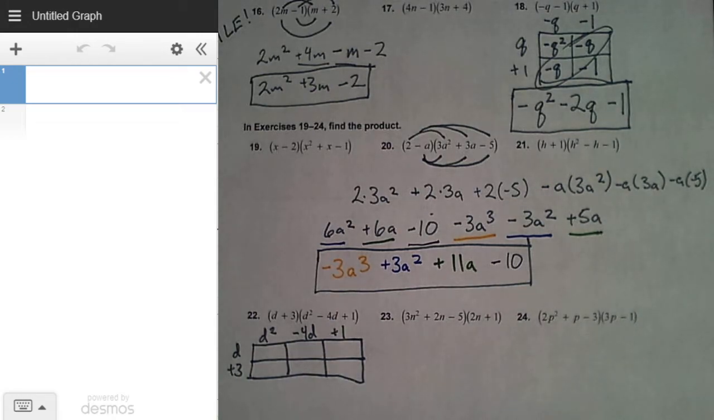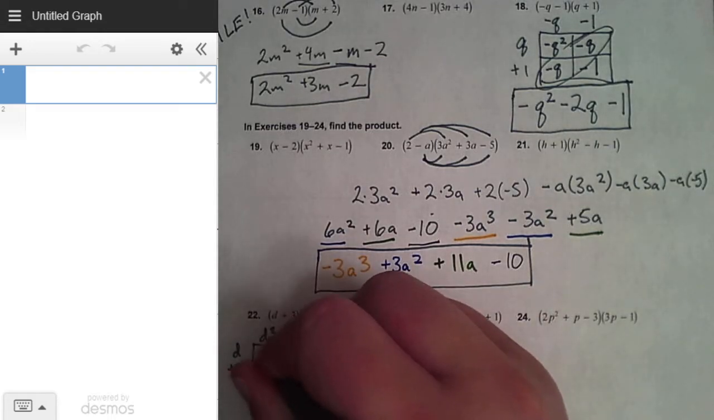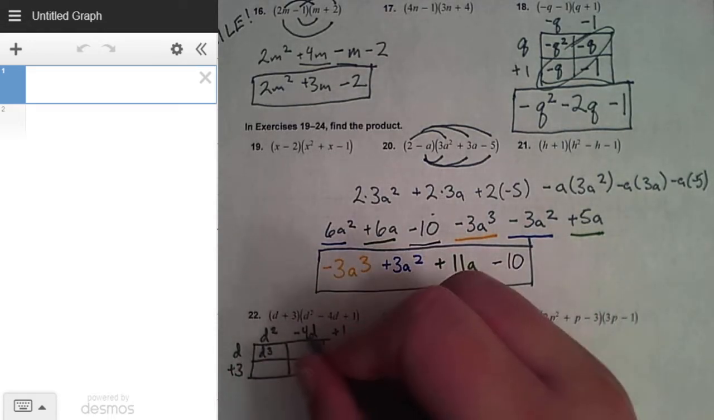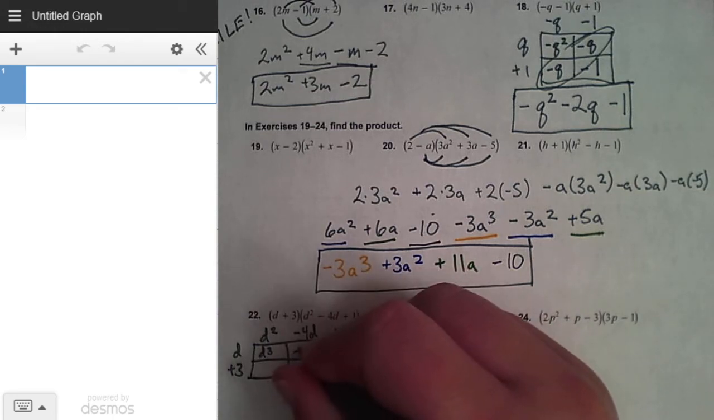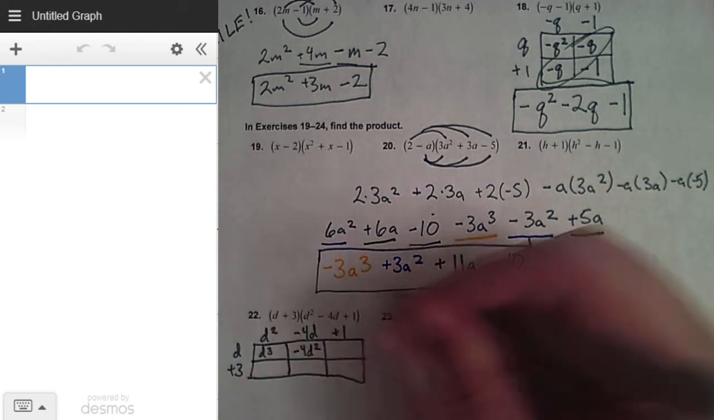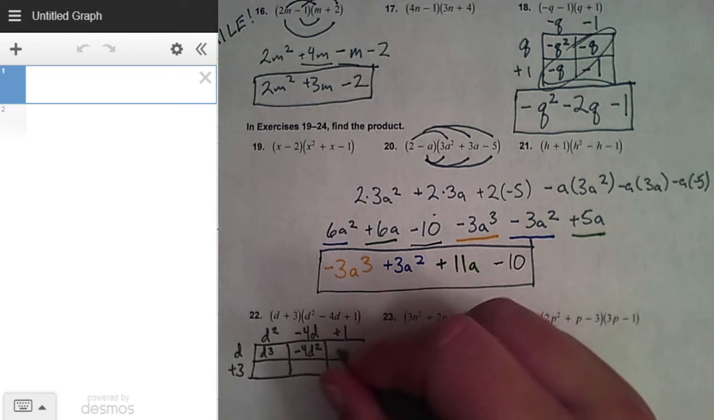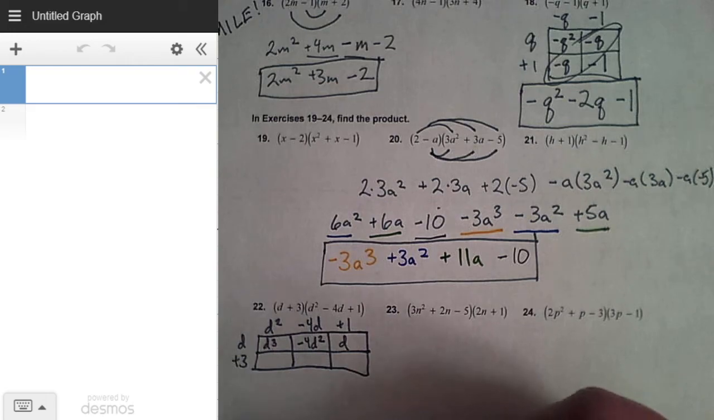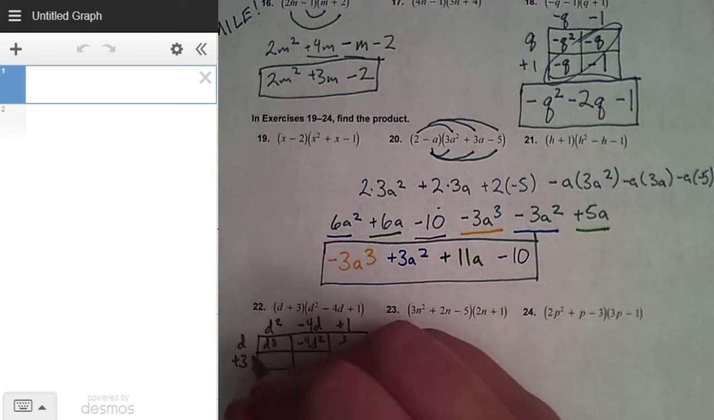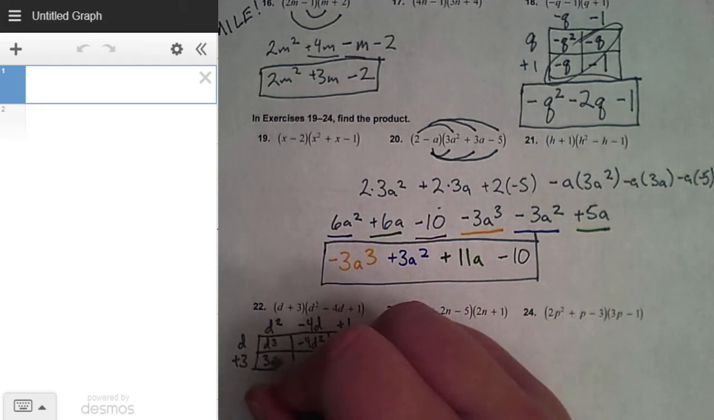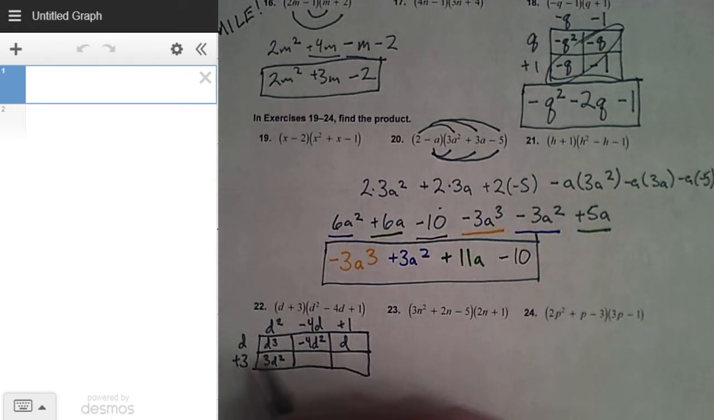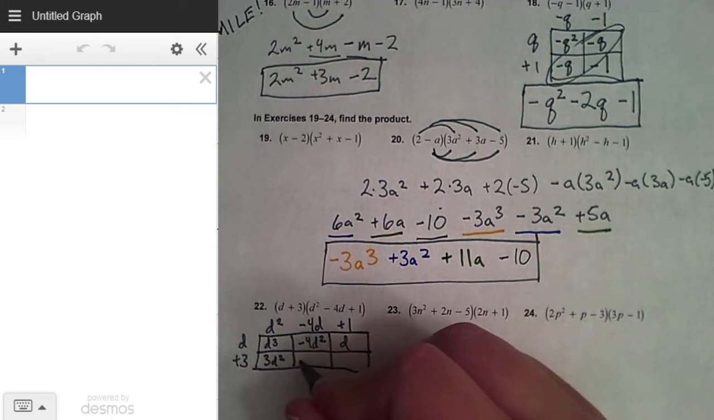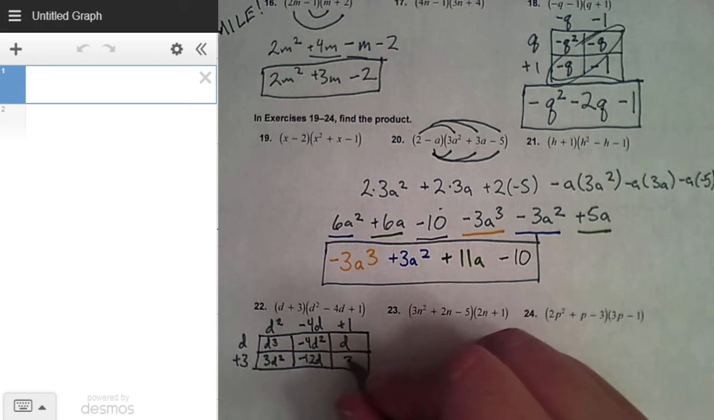So we are multiplying here. D squared times d is d cubed. D times negative 4d is going to be negative 4d squared. D times 1 is just d. We have d squared times 3, so we have 3d squared. 3 times negative 4d is negative 12d, and 3 times 1 is 3.